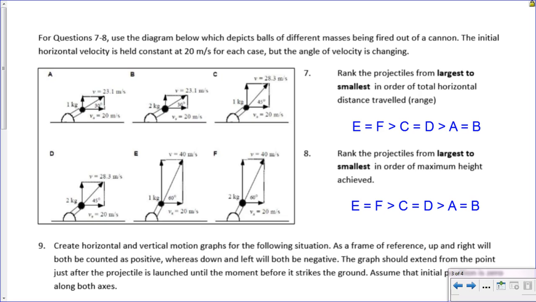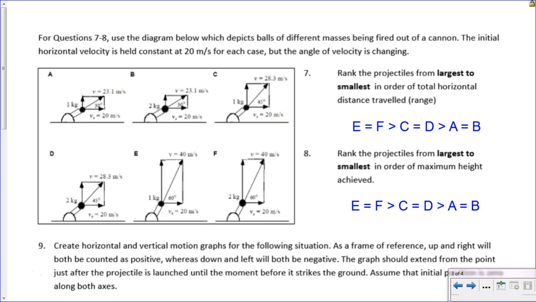or their range. To do this one, you have to remember that range depends on two things: horizontal velocity and hang time. They all have the same horizontal velocity, 20 meters per second for all of them, which means actually what we're looking at here is which ones have the most hang time. Hang time is dependent on vertical velocity. If you look at these, hopefully you can identify that E and F have the largest vertical velocity.